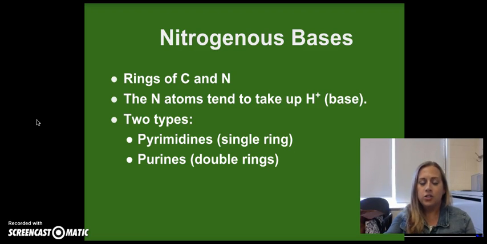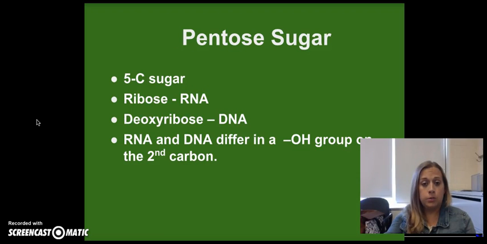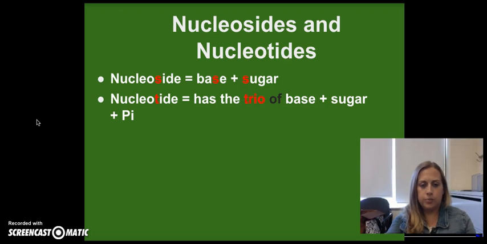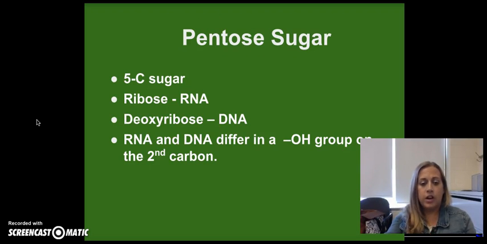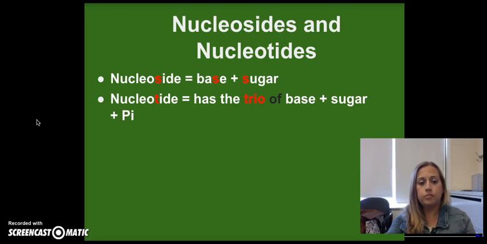Okay, so these nitrogenous bases are going to be rings of carbon and nitrogen. The nitrogen atoms are going to tend to take up hydrogen ions, which makes them a base. And you've got 2 types. You've got pyrimidines, which are a single ring, and then purines, which are double rings. Then your pentose sugar, pentose meaning 5, so it's a 5-carbon sugar. In RNA, that sugar is ribose. In DNA, that sugar is deoxyribose. And these are very, very similar. They are different based on the location of a hydroxyl group on the 2nd carbon.